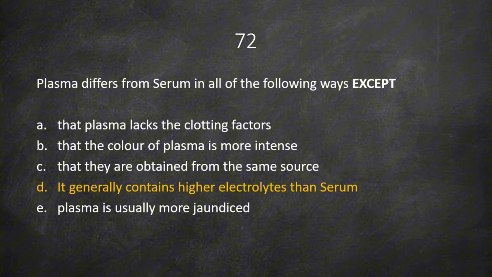Then if you look at option C, they are obtained from the same source. So both plasma and serum are obtained from blood, of course. Plasma is collected from blood that has been treated with anticoagulant, while serum is obtained from blood that has clotted. So that would be our answer.